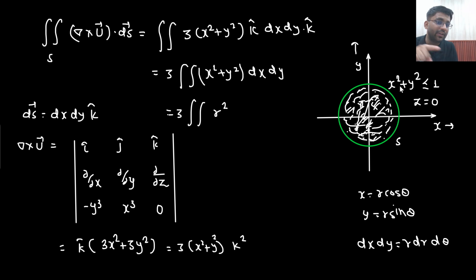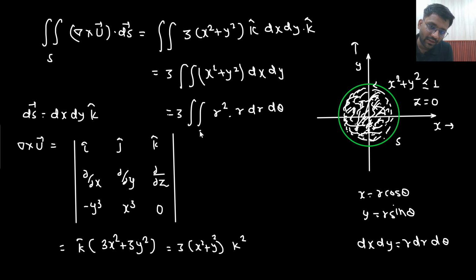On the boundary, on this line, the value of x square plus y square equals 1. But when you are moving on the surface, x is r cos theta and y is r sin theta, so here I will get r square. And what is dx dy? That is r dr d theta.